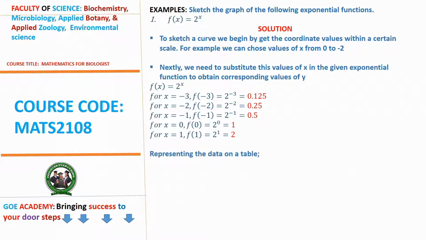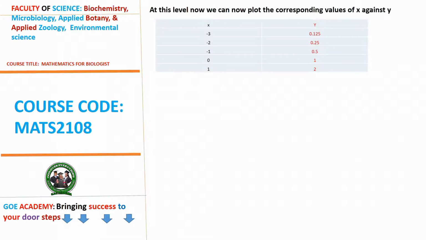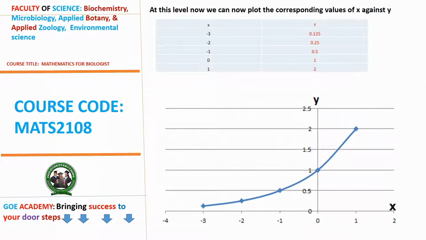So to plot or to represent this on the graph, it's good for us to put our coordinate values on a table like this to make it look presentable. Okay, so if we plot the corresponding values of x and y, we are going to have a curve of this form. Now please pay attention and see how I'm going to represent these values of x and y in order to come out with this beautiful curve, as you can see in blue.